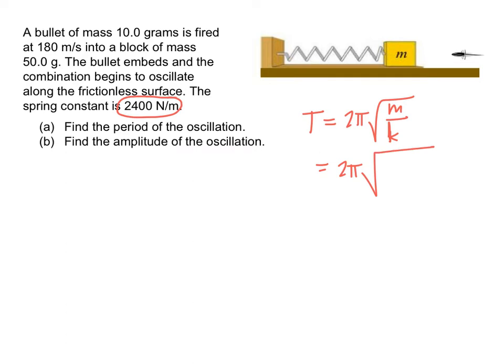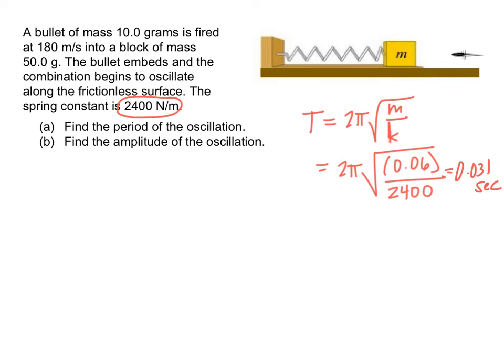So 60 grams or 0.06 kilograms. And then k is 2400. Right, and this comes out to be 0.031 seconds. Wow, that's fast, right? If you flip that over, you find the frequency. Just for your information, it's about 32 hertz, 32 times per second. This thing would be oscillating back and forth.